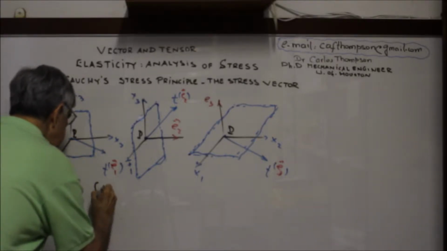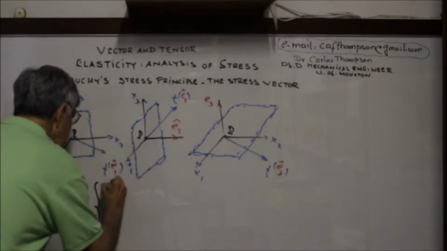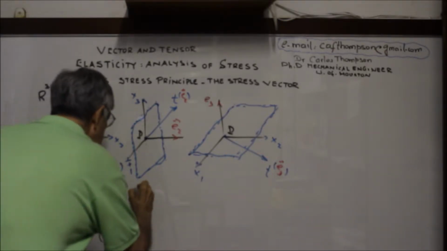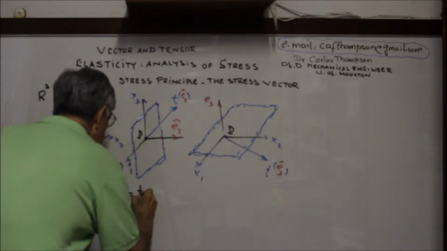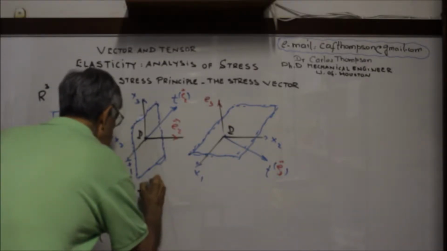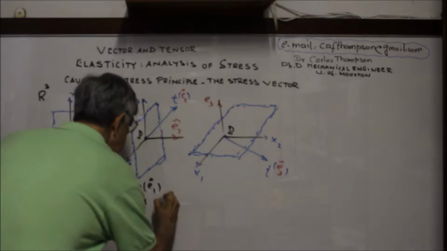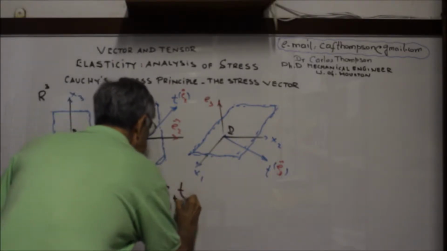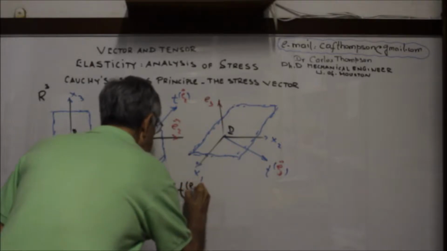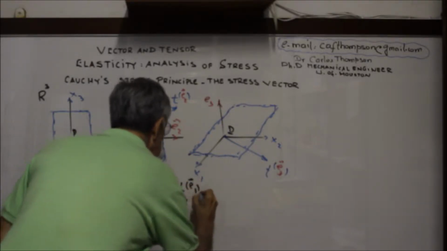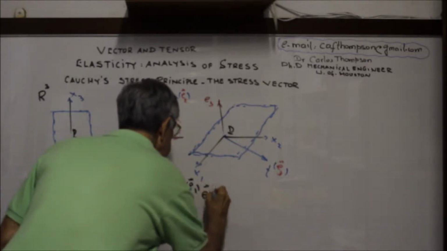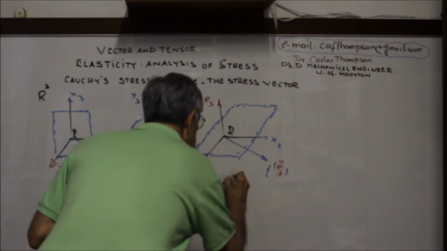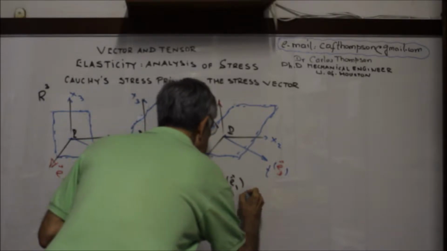This T(E1) is equal to T1(E1) E1 plus T2(E1) E2 plus T3(E1) E3.